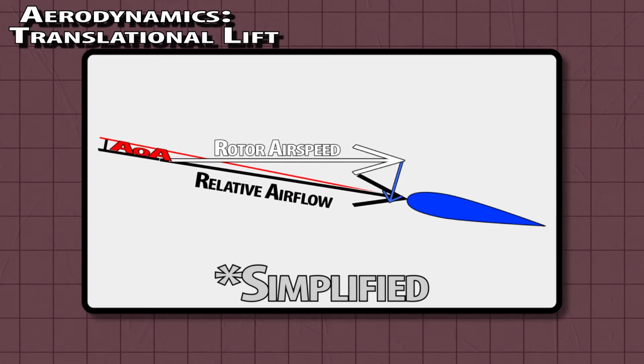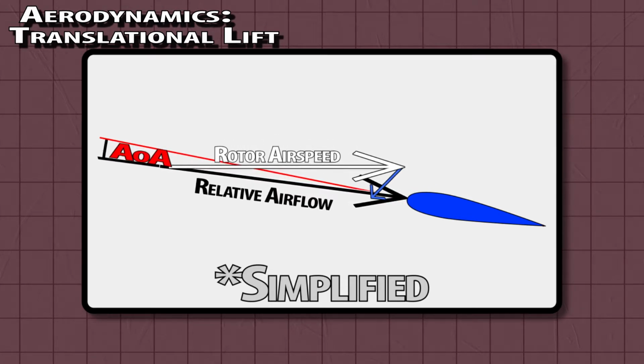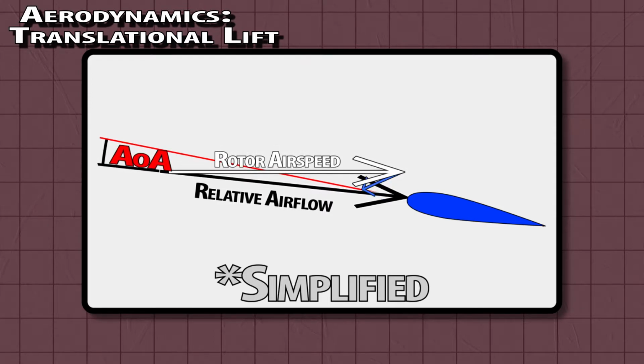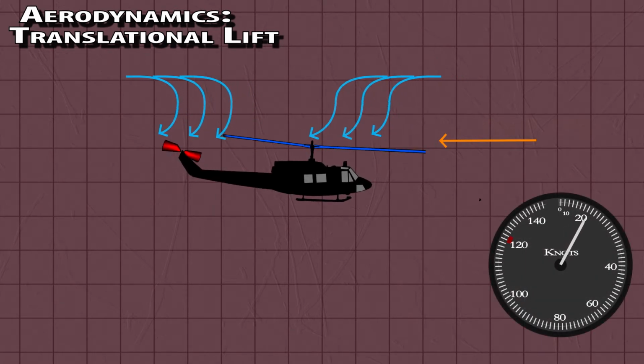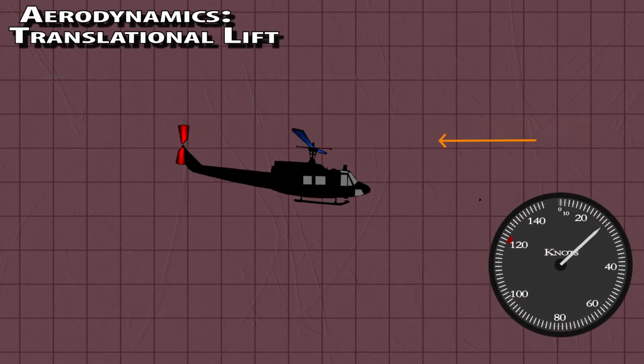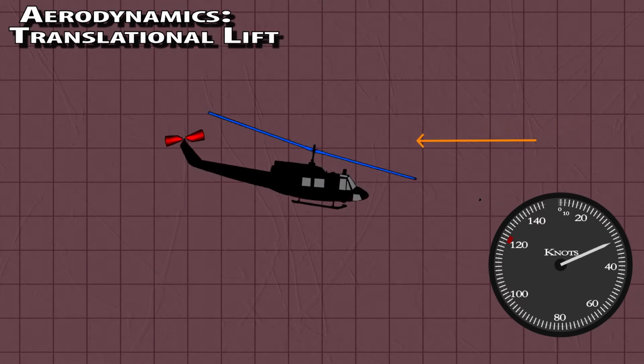The more the relative flow comes in from the front, the greater the AOA for any given pitch, the more lift from the rotor and vice versa. This effect is called translational lift and starts about 12 knots of air horizontally into the disc and tapers off as we pick up speed and outrun the induced flow. However, in real life, the wind will be blowing us backwards.